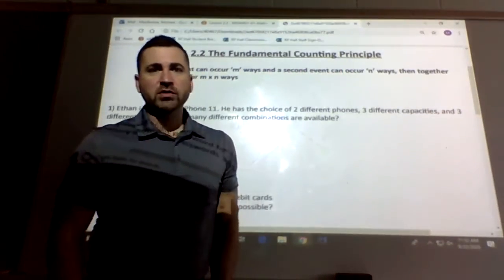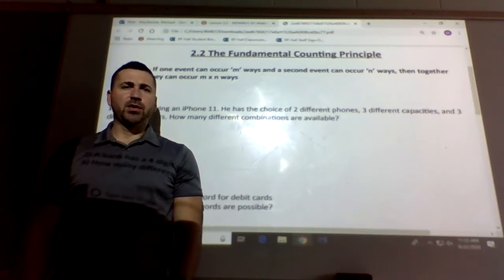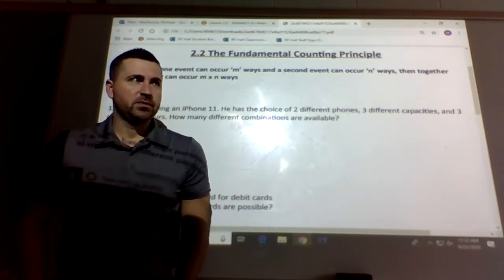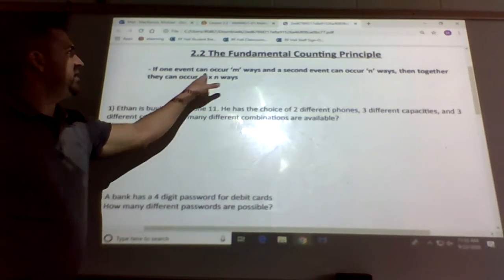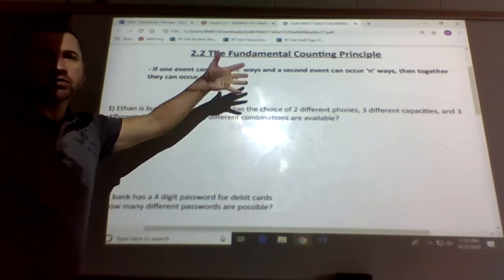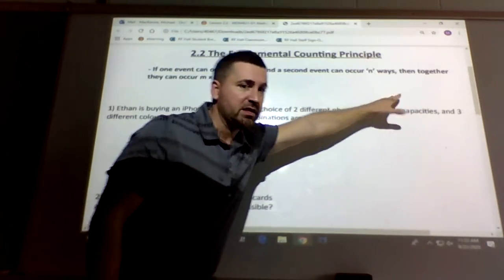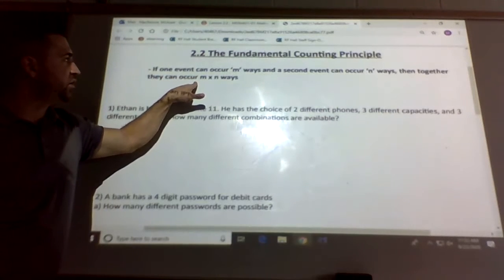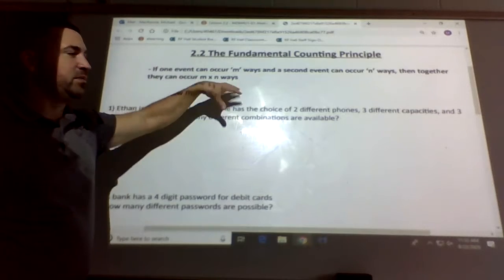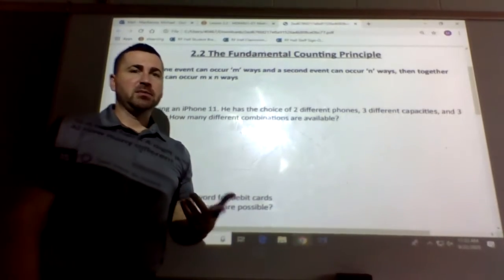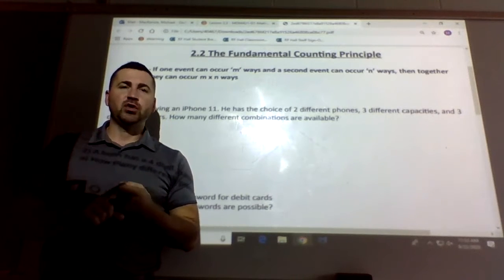All right, starting 2.2, the fundamental counting principle. We kind of learned this without knowing we learned it. The fundamental counting principle is that if one event occurs m ways, so a certain amount of ways, and a second event occurs a different number of ways, then together they occur m times n ways. So it'd be the one event times the other event. So m times n.